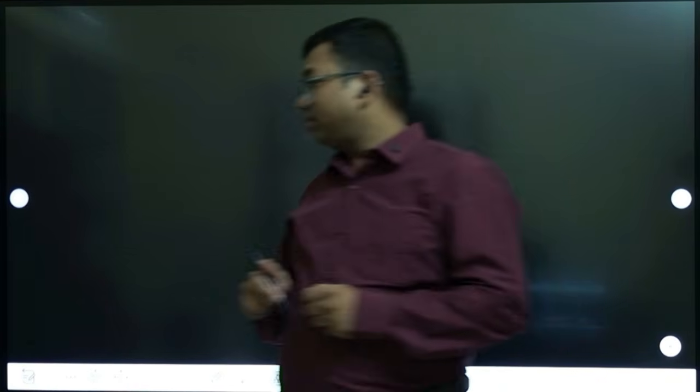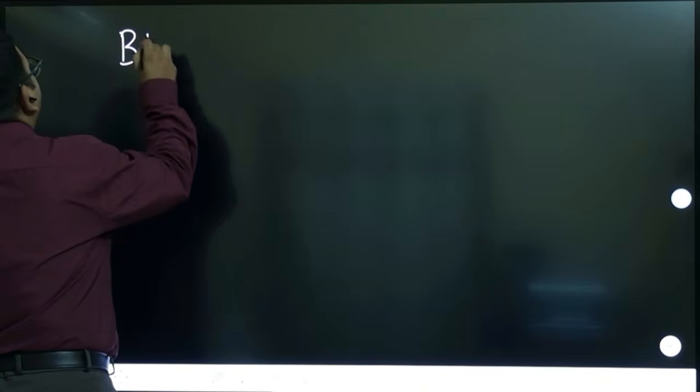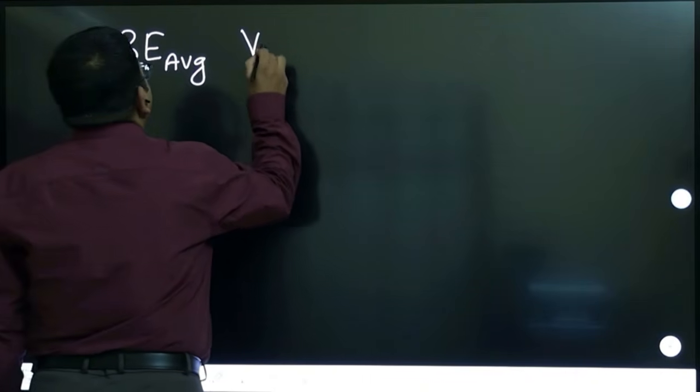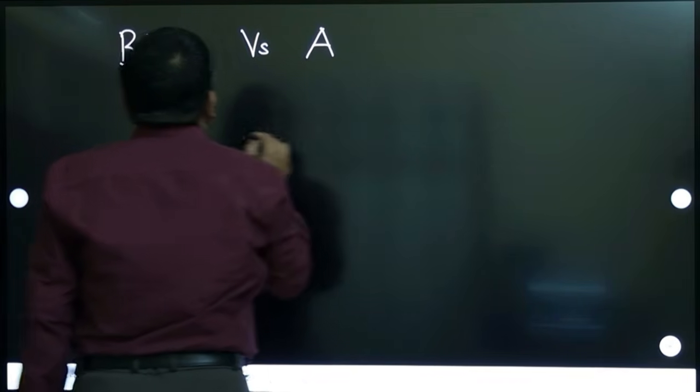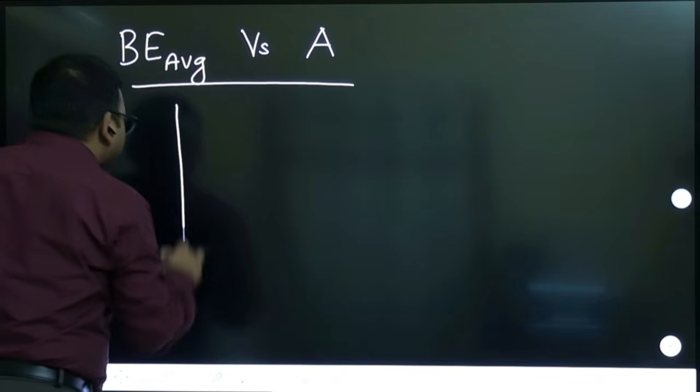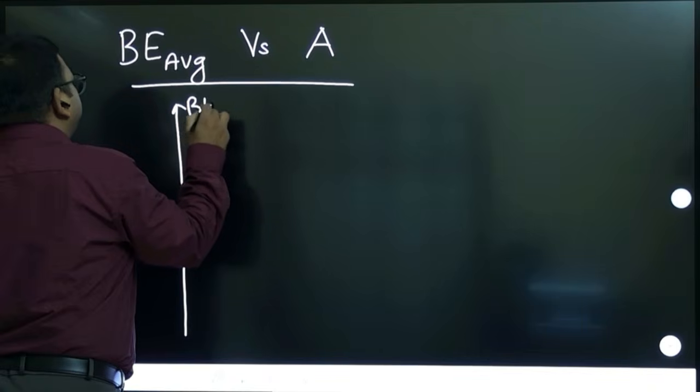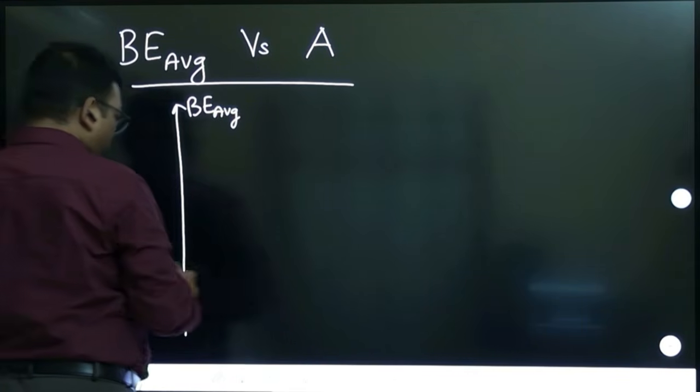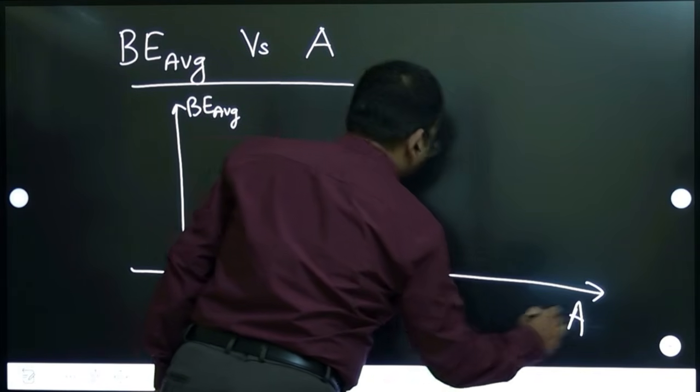If you remember, last class we discussed binding energy, average binding energy, packing fraction and all that, right? So today we are going to start with the important graph of binding energy per nucleon versus mass number. That's the graph of average binding energy versus mass number A. So how does this graph look? Average binding energy means binding energy per nucleon versus mass number.